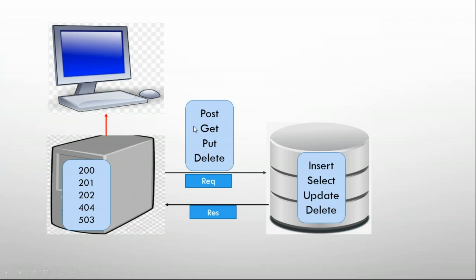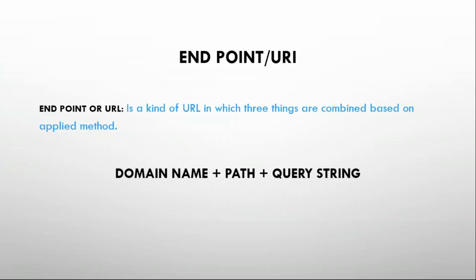If I am applying get, so of course, see what are the three things it contains in the URI. The first part is domain name, second part is path, and the third part is query string. As I showed you in my previous session, localhost colon 8089 is called the domain name, and the slash student is called the path, and we are sending 101, that is the query string.